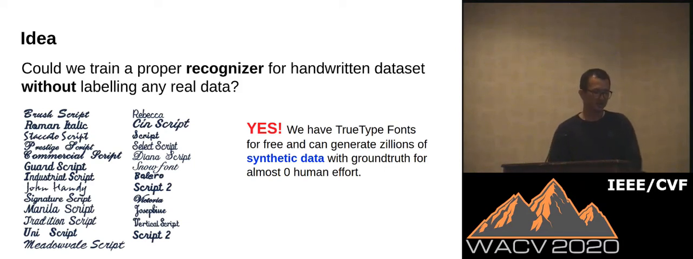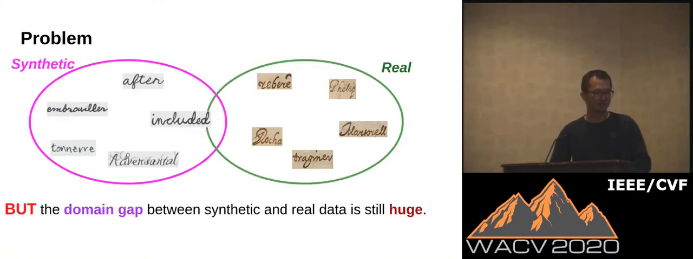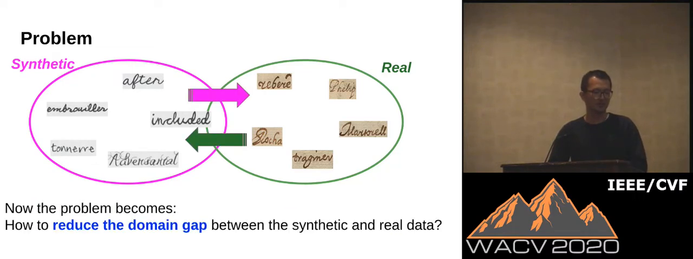The answer is yes, because we have TrueType fonts for free, and we can generate zillions of data. But a recognizer trained with only synthetic data cannot perform well on real data because there's a domain bias between both of them. So now we focus on how to reduce the domain gap.